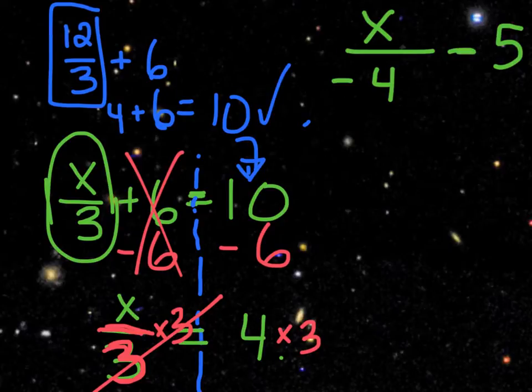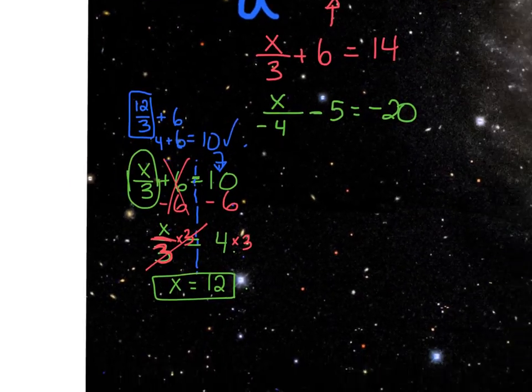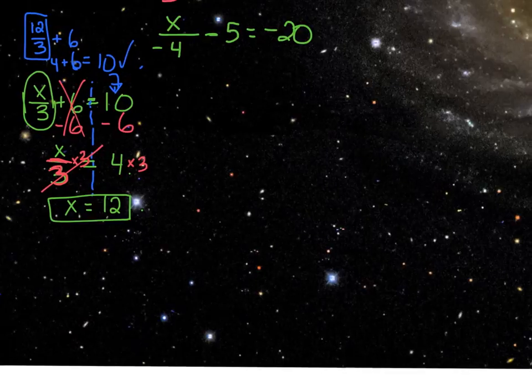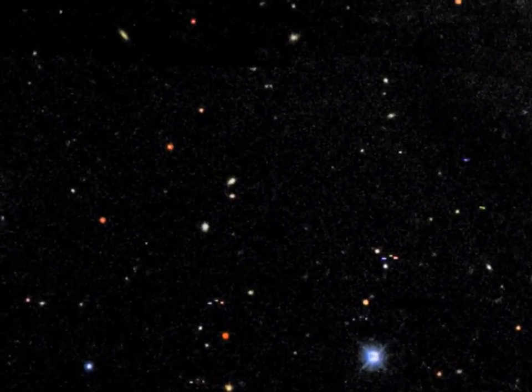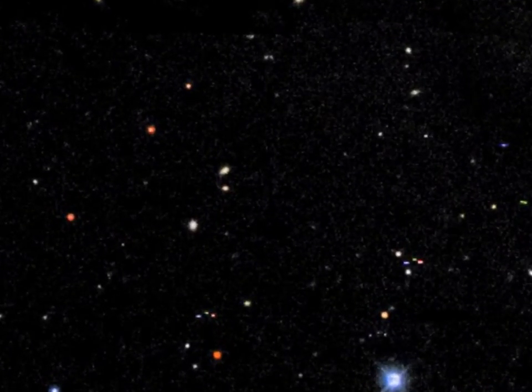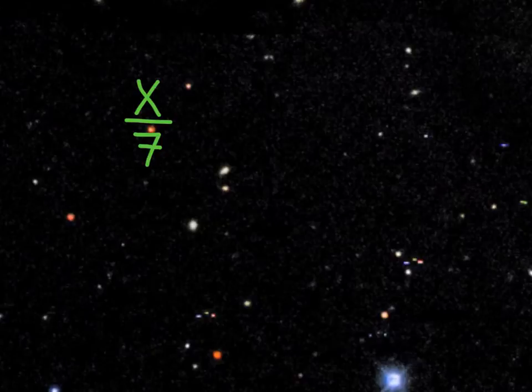Okay, I'm going to jump ahead now and try one that involves maybe some negative numbers. Question 8 is x over 7 minus 11 equals negative 1.